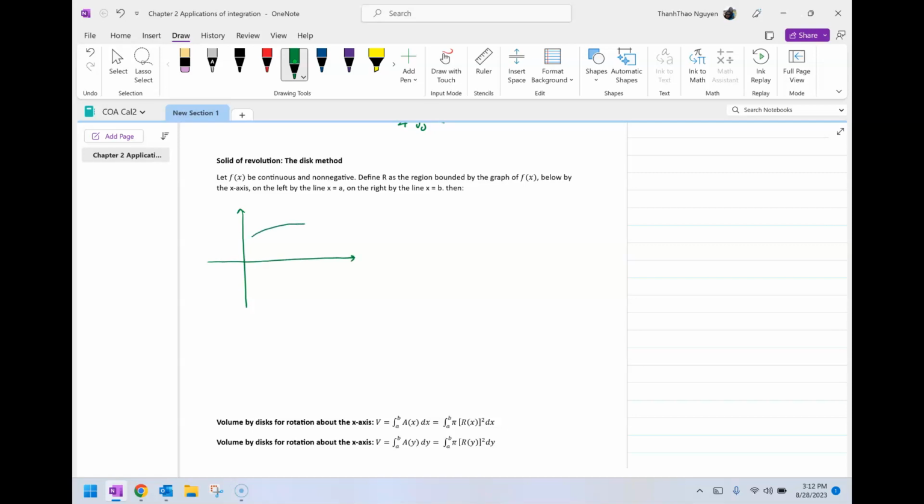And say here's our f of x. It is bounded below by the x-axis, on the left by the line x equal a, on the right by the line x equal b, and this is the region. Let's say we then rotate this figure about the x-axis, then we will get this figure.